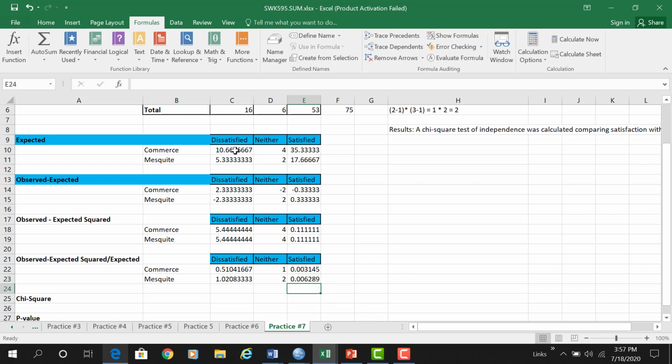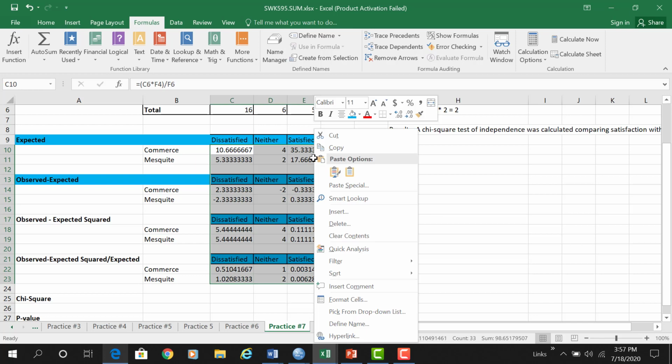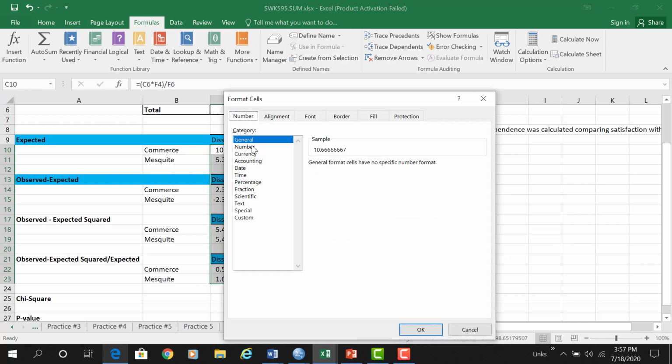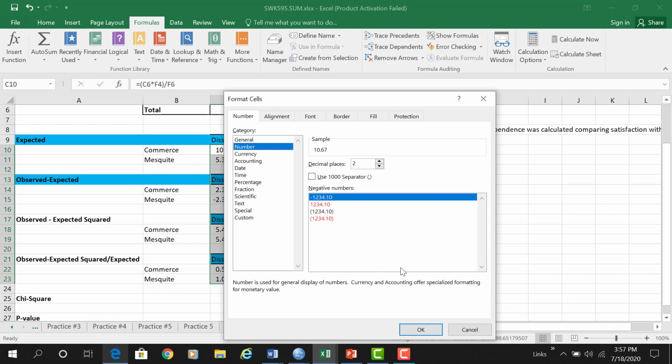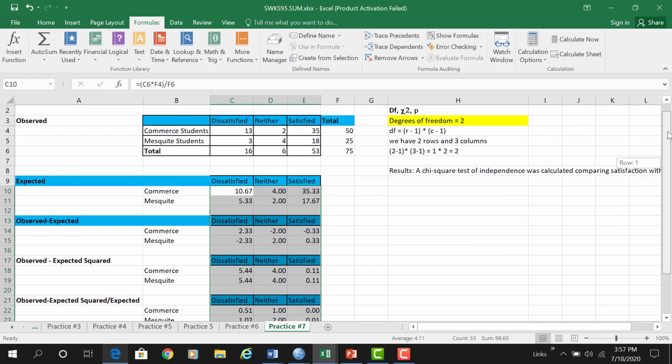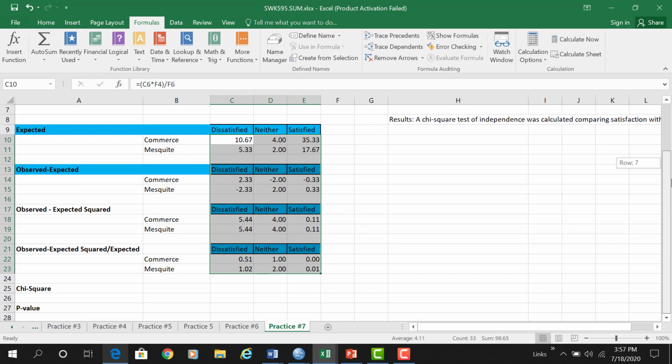All right, and what I was saying is that you can change these into 2 decimal places. You just right click, format cells, go down to number, make sure 2 decimal places is checked, and hit OK, and then it changes it for you. All right, so now that we've done those steps, the next step is to calculate your chi-square.